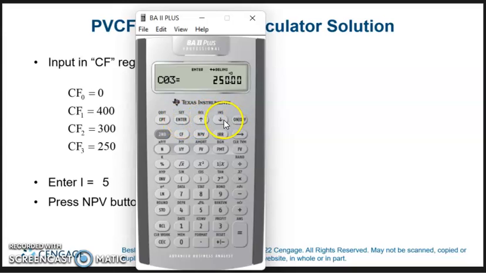Another important thing about the cash flow function, it's circular. If you use the arrows, I can go down and check each of those numbers. I can go up and make sure, if you get a strange answer, you can look at it and make sure you have it entered correctly. Then I hit NPV and I is 5, so 5 enter, and then down to NPV and hit compute. $869.02, which is exactly what we calculated previously.